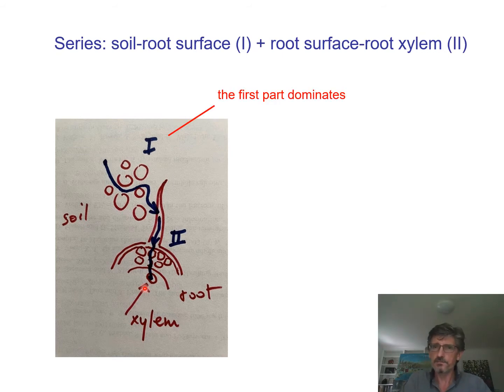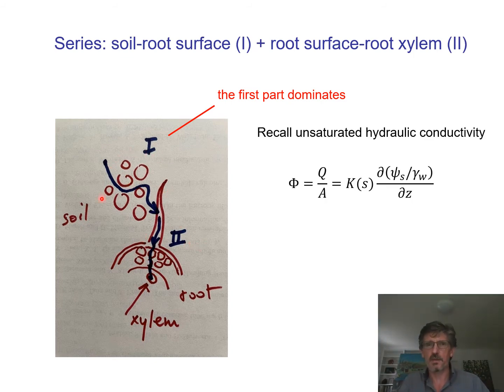And in reality, plants do all they can here to get water into the xylem. So they try to minimize this resistance. Things are built in such a way that water can flow as easily as possible. So typically, especially when the soil is dry, this is the dominating resistance, which means that the conductance here is almost infinite. And so we can only worry about this part here. And if we do that, we need to remember what happens in the soil.